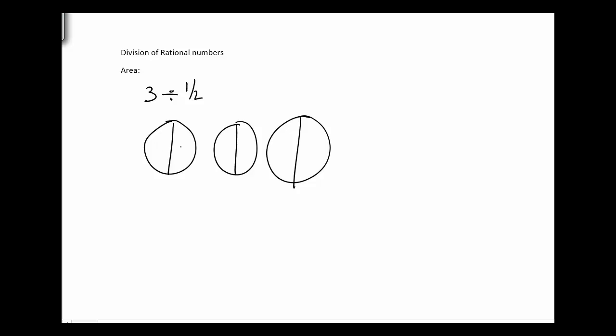And so that would be 1, 2, 3, 4, 5, 6. So I was able to get 6 equal groups of 1/2 built into 3.